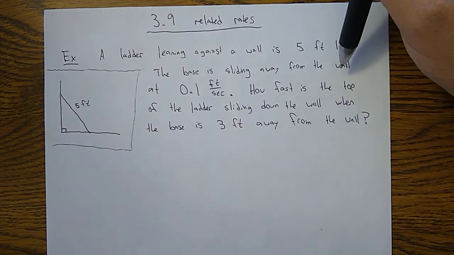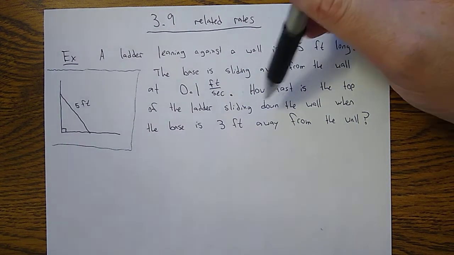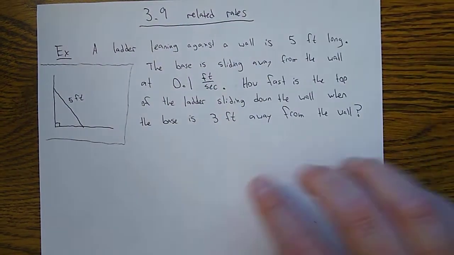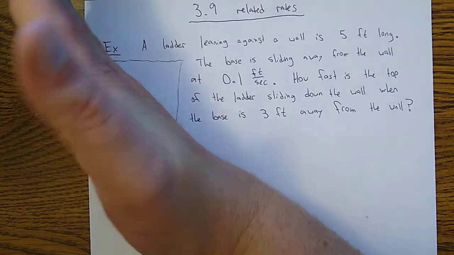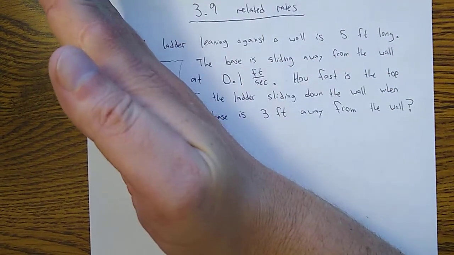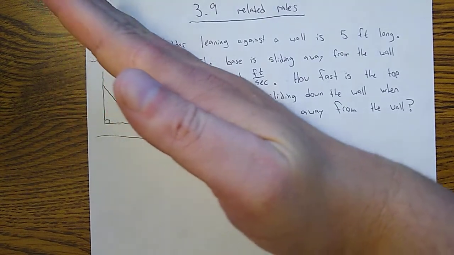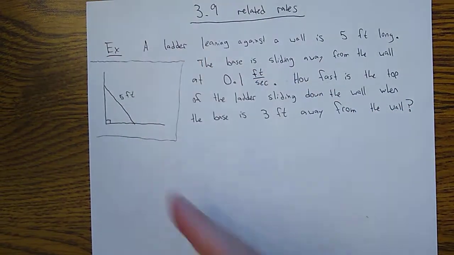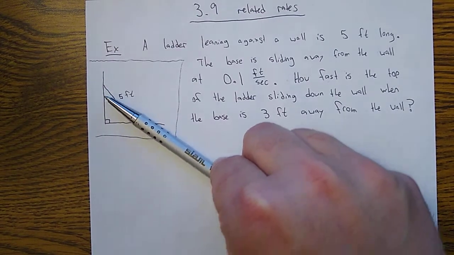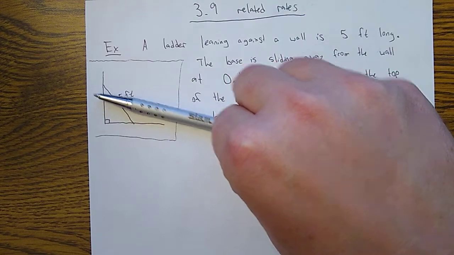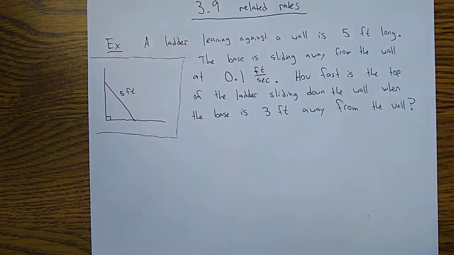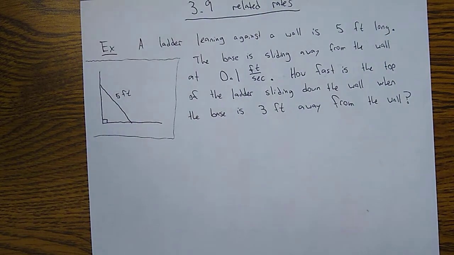And then the question is, how fast is the top of the ladder sliding down the wall when the base is 3 feet away? So if you can imagine, the ladder's like this, and then the ladder's moving away from the wall, so the bottom is moving away and the top would move down. Maybe my hand is too big. It's going like this over time. And eventually, I guess the ladder would just be laying flat. So that's how it's moving.